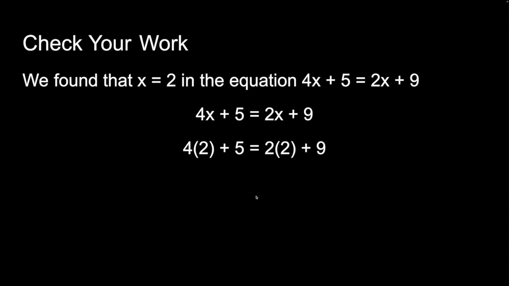And now we can just simplify this using basic arithmetic. 4 times 2 is 8, so 8 + 5 is equal to 4 + 9. And if we simplify this, both sides are equal to 13. Because in our final answer, we got a situation where one number is equal to the same number, that means that our answer was correct and x is indeed 2 in the equation 4x + 5 = 2x + 9.